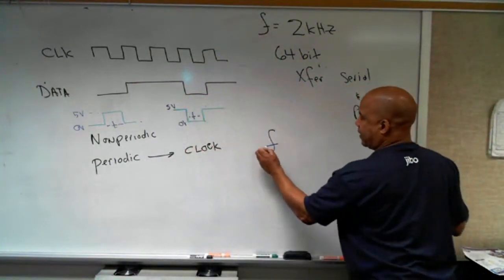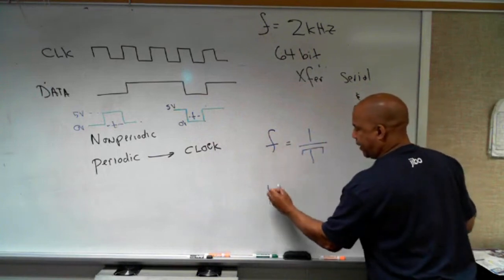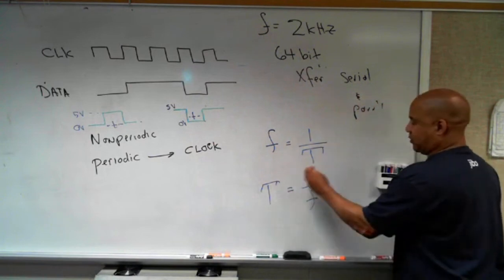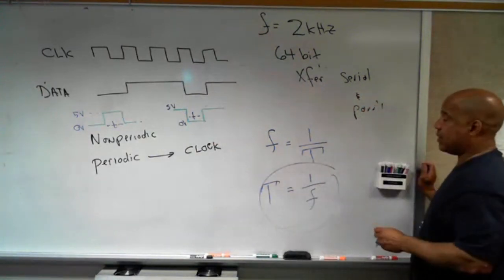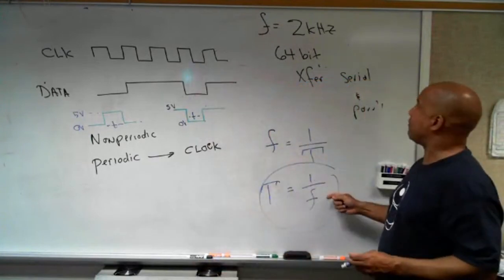The frequency is equal to 1 over the period. The period is 1 over the frequency. So this is the one you get to get the bit time. So the first step in doing that problem is figuring out what's the bit time. What's the time for 1 bit?